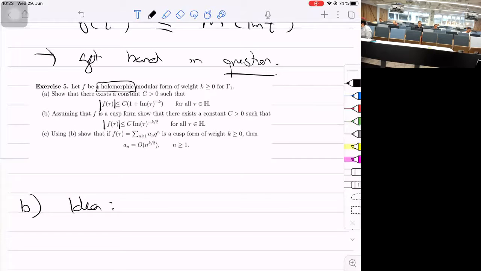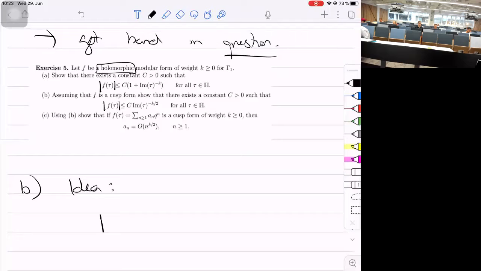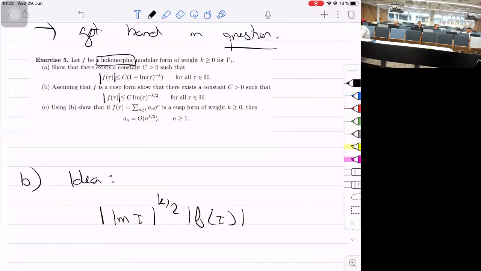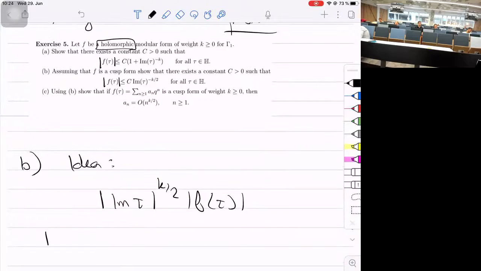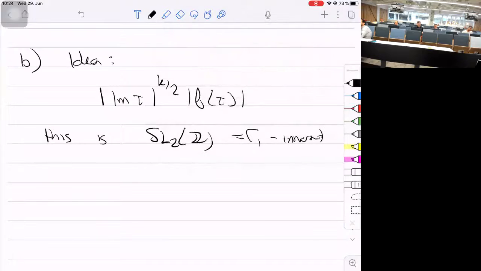The idea, first of all, which doesn't rely on it being a cusp form, is to note that if you take the imaginary part to the power k over 2, and multiply up to the value of f of tau, this is SL2Z, gamma, invariant. So as you translate using matrices in SL2Z, the value does not change at all. It's something to just directly check.